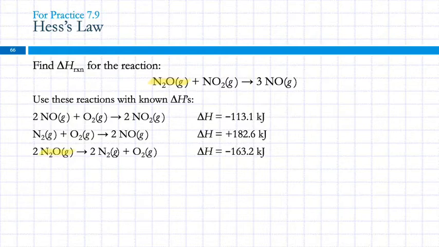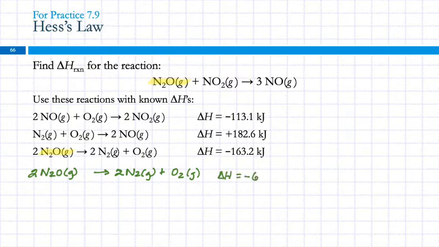It's here. So I want that as a reactant. Here it's written as a reactant, so I'm going to write that one down as is. 2 N2O gas, giving me 2 N2 gas plus O2 gas. And I didn't do anything to the equation, so delta H is the same. So I've got that as a reactant.